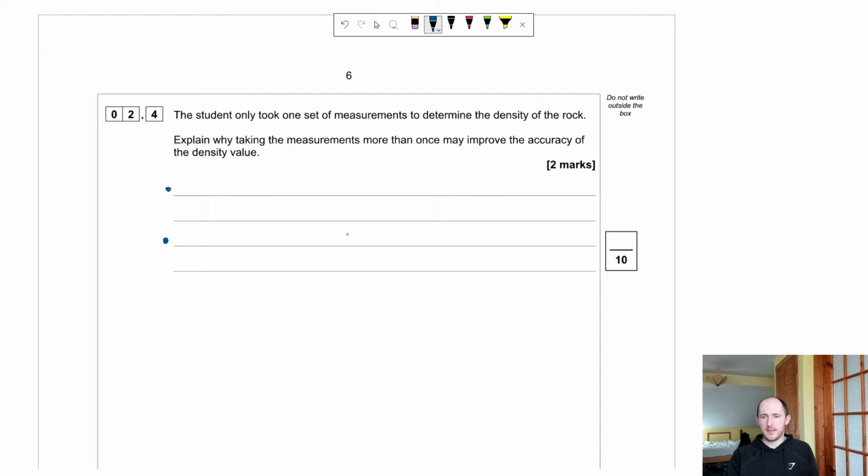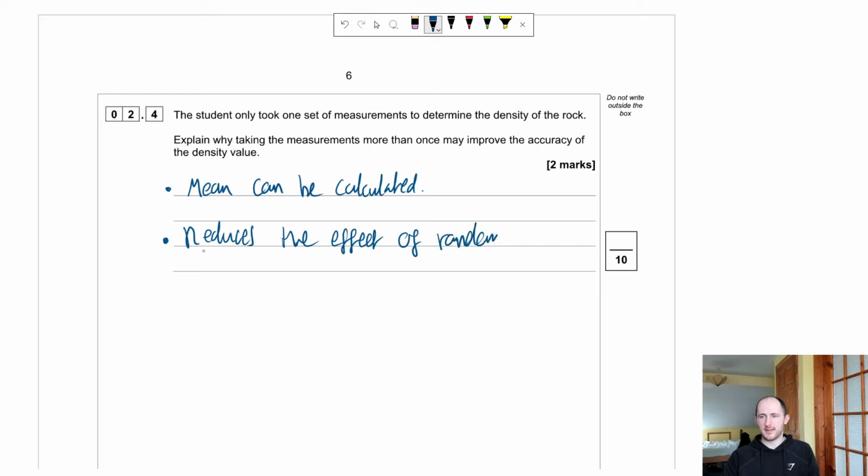But the idea is the mean can be calculated. We want to calculate an average. So, but why do we calculate an average? So that's 1 mark. We've said what we can do with that, but what does that do? It doesn't reduce random errors. Don't say that. It reduces the effect of random errors. Because those random errors will always exist. That's why they're random. You can't get rid of them. So you can reduce their effect by calculating the average, the mean.